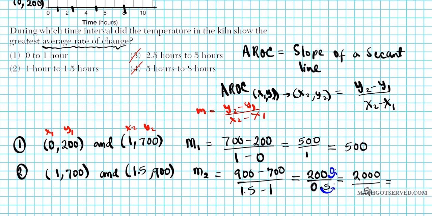Okay, so 5 goes into 20 four times, so 400 is the average rate of change for interval number 2. Okay, remember, if you don't like this method, you can divide with your calculator or change this into a fraction, and then you drop, change, flip, you still get 400. Okay, so the question is, which is greater? Interval 1 is greater, from 0 to 1 hour. So our answer is option number 1.